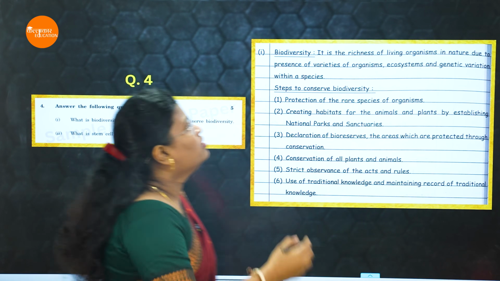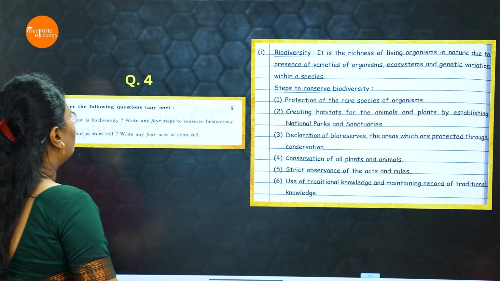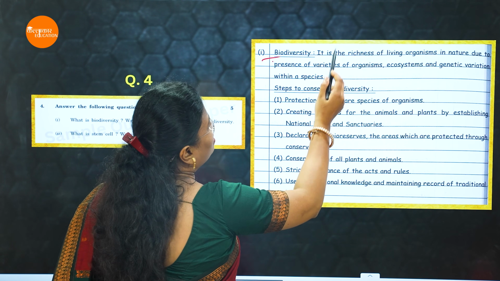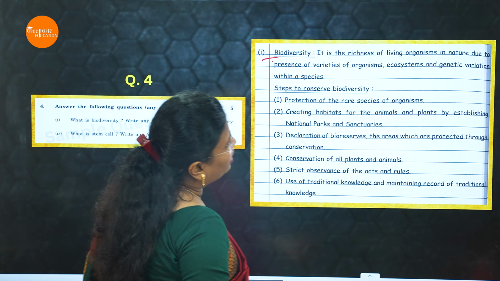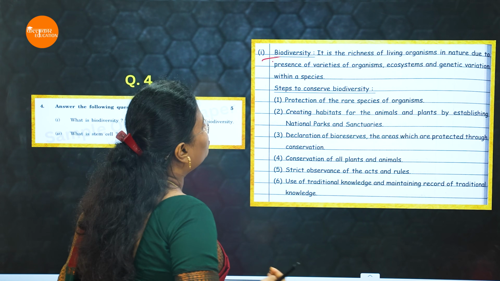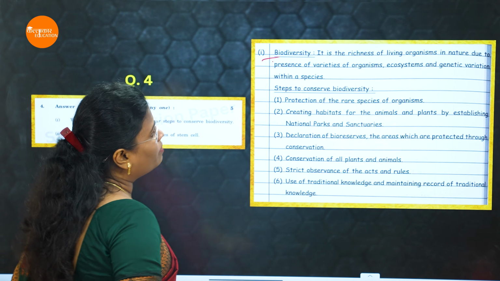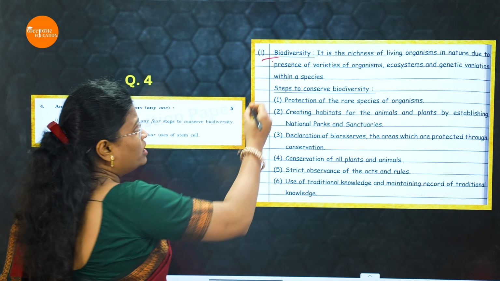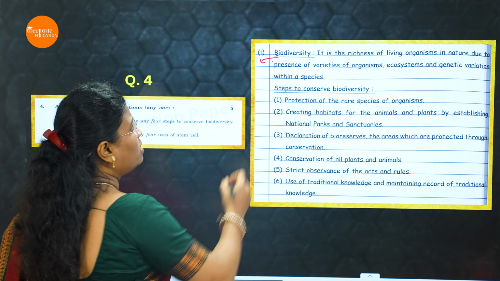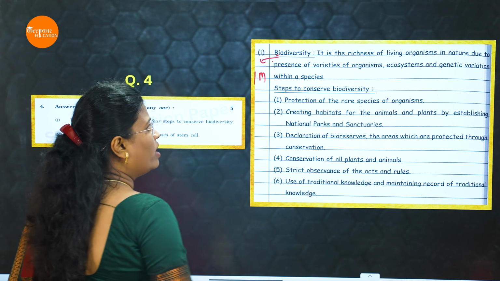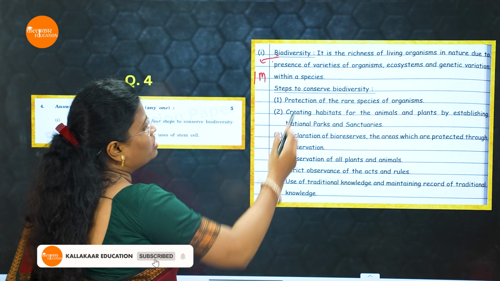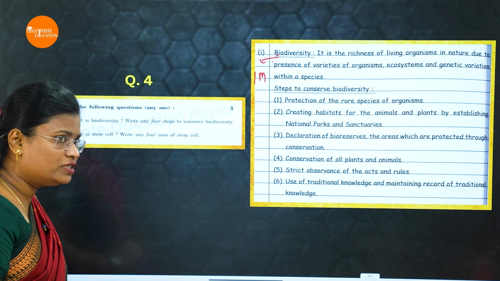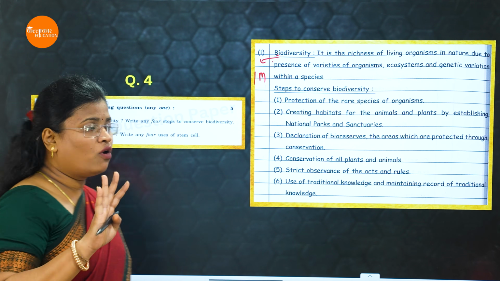Let's see the answer. First of all, you have to write what is biodiversity. It is the richness of living organisms in nature due to the presence of a variety of organisms, ecosystems and genetic variation within a species. So this is the definition of biodiversity, and for that you will get 1 mark. Next will be the steps to conserve biodiversity. You have to enlist the steps, and for that you will get 4 marks.